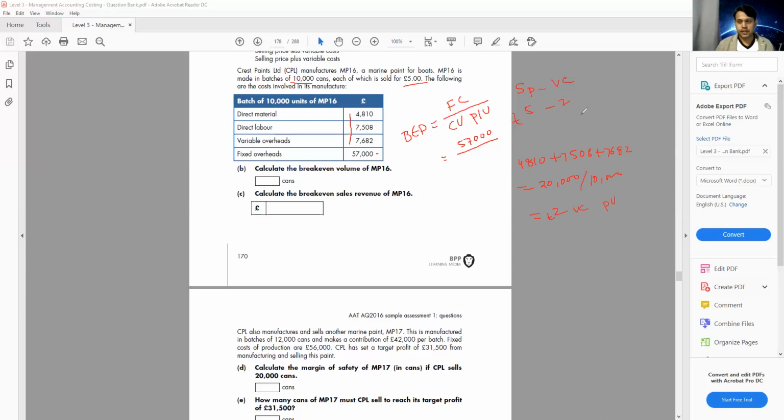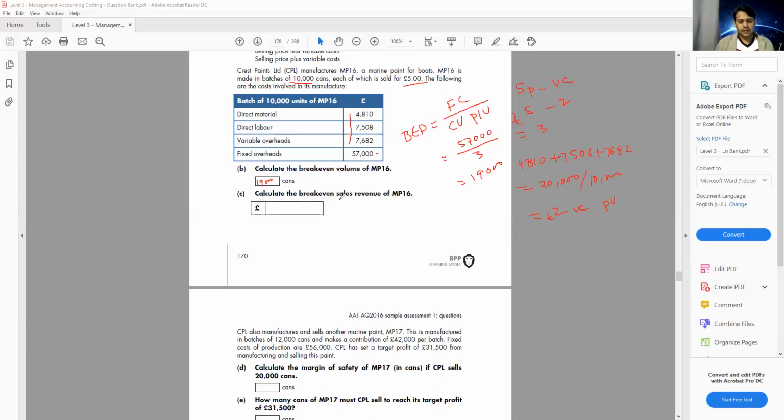So I take the 2 and I get my contribution, that is 3. The contribution per unit is 3. So fixed cost 57,000 divided by 3, that is 19,000 units as my break-even. If I can sell 19,000 cans, I will be in a position of no profit, no loss.